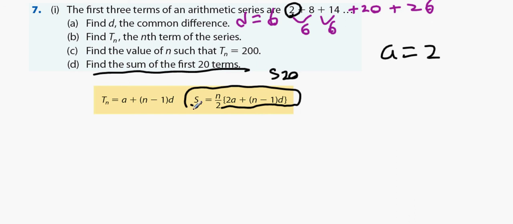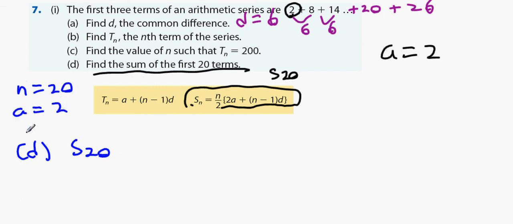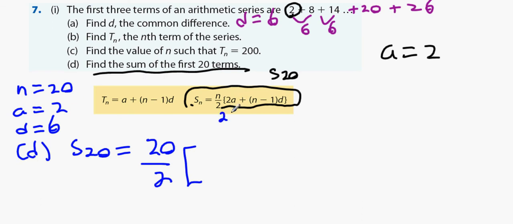So S20: n equals 20, a equals 2, and d equals 6. So what we're going to get is n over 2, which is 20 divided by 2, because n is 20. Then 2a, so 2 multiplied by a, 2 times 2 is 4, plus n minus 1 times d, so it's going to be 20 minus 1 multiplied by 6, which is going to be 19 multiplied by 6.